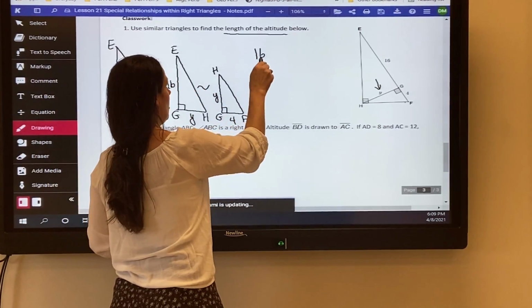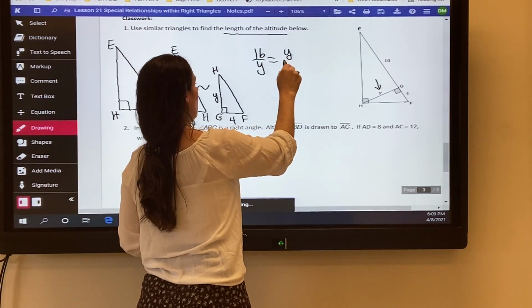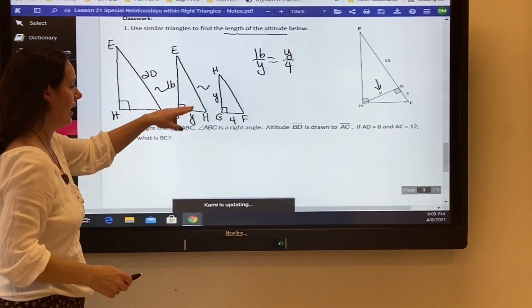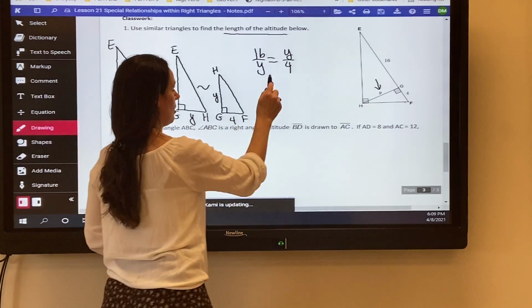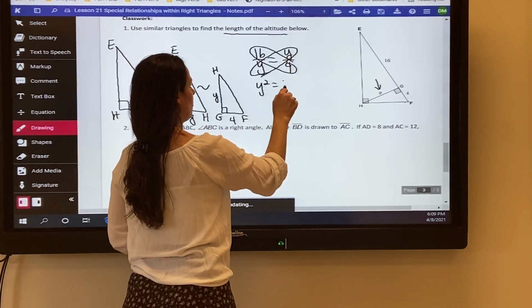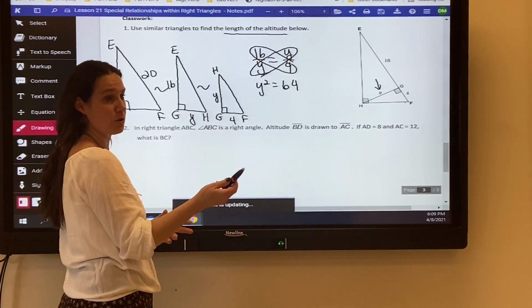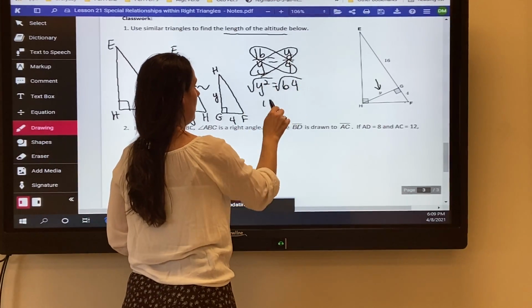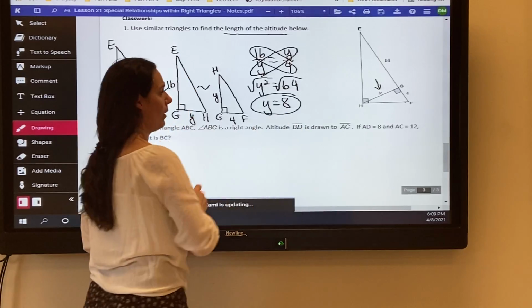So we say long leg over short leg equals long leg over short leg, right? So 16 over y equals y over 4. And then we just cross multiply: y times y is y squared, equals 16 times 4, which is 64. And what do we do to get rid of squaring? We do square rooting. And that's a nice easy answer of y equals 8.